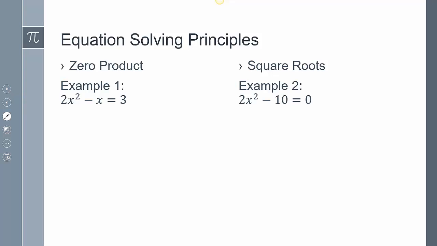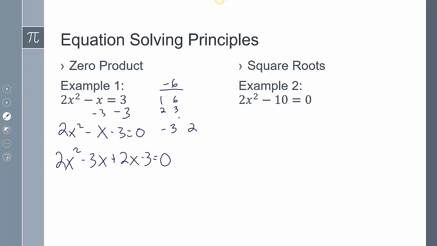So in this first example, we'll look at that zero product. If I take this 2x squared minus x equals 3, and subtract 3 on both sides, I'm going to get 2x squared minus x minus 3 equals 0. Then the factor by grouping method: 2 times negative 3 gives me negative 6. Then I list all the factors, and I find that negative 3 and positive 2 are the values that give me this middle number, negative 1. So I break up this negative x into negative 3x and 2x.